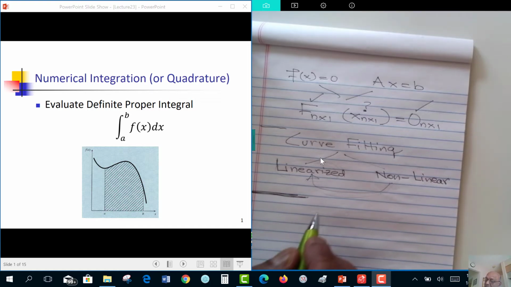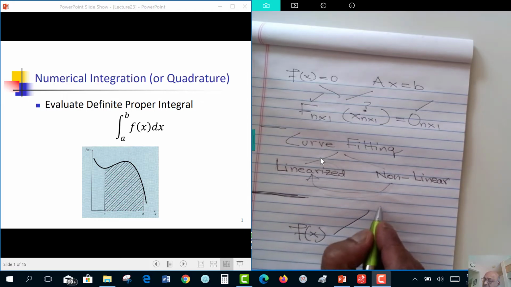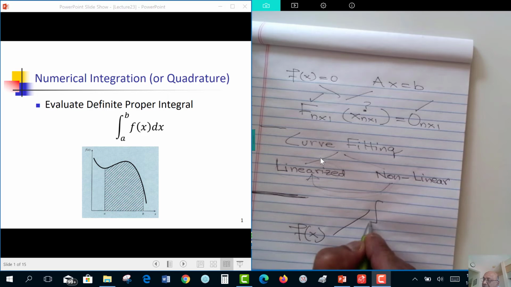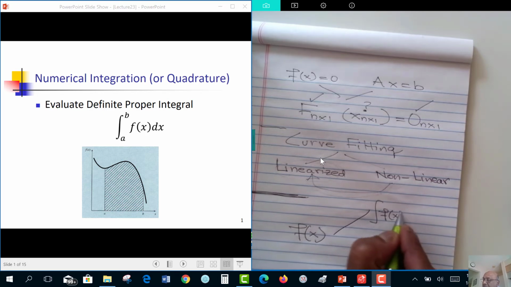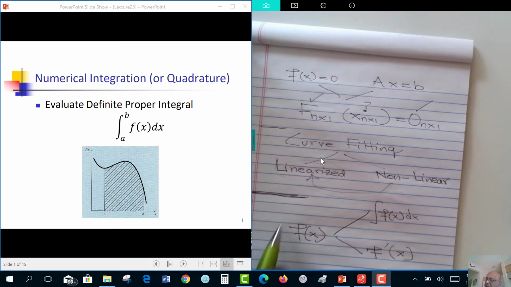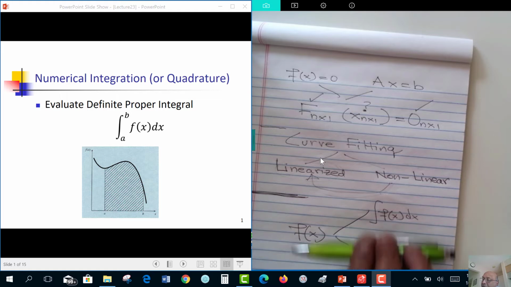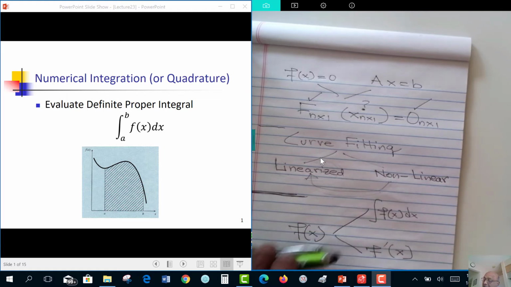So the next thing we want to do is, if we have a function, we want to be able to integrate it, and we want to be able to differentiate it. Once we learn these two techniques, then we can form any equations that involve the function, its derivative, and/or the integral, and we can set up what are called differential equations.